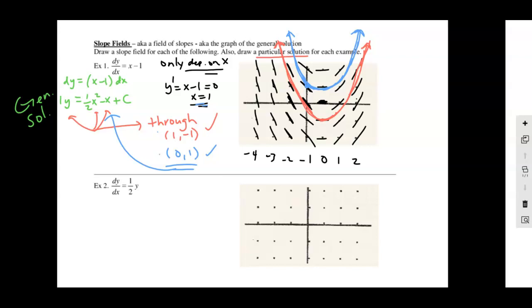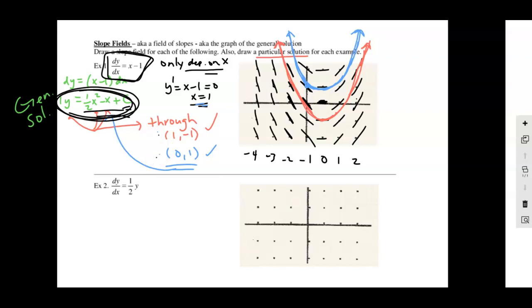Now the slope field is really the visual representation of that general solution. The slope field is every single function that has this as the derivative, which means it's going to be this family of parabolas. Now the vertical shift, the c value, of course, is going to be different based on whatever condition you want to satisfy.